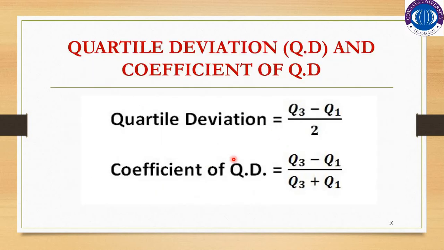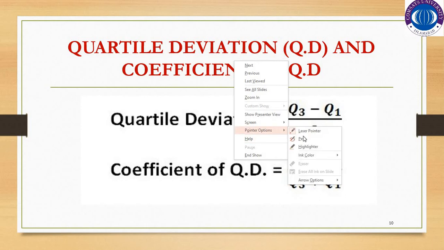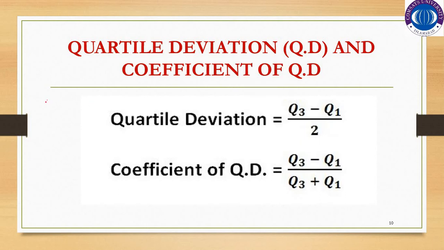Quartile deviation and coefficient of quartile deviation. As you can guess from the name, this is quartile deviation, so obviously quartiles will be involved in this, and you know that there are 3 quartiles: Q1, which is the first quartile, Q2, which is the second quartile, and Q3, which is the third quartile.